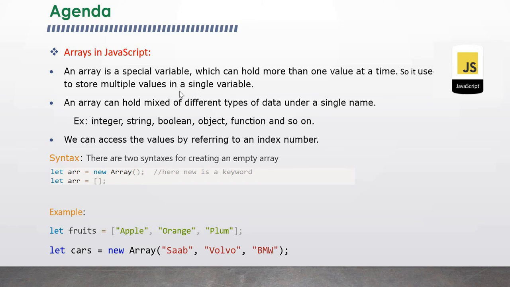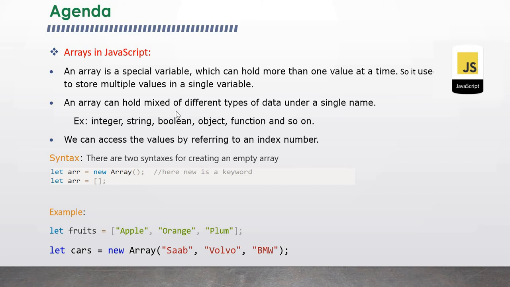In JavaScript, pretty much the same concept as other languages, an array can store multiple values or data through a single variable. An array can hold a mix of different types of data under a single name. Unlike other languages, like Java, where an array can hold multiple values of a similar type only. In Java, there is an advanced part like Java collections, where there is a list. The list can help you store a mix of different types of data in a single variable. But an array in Java can just hold multiple values of the same type.